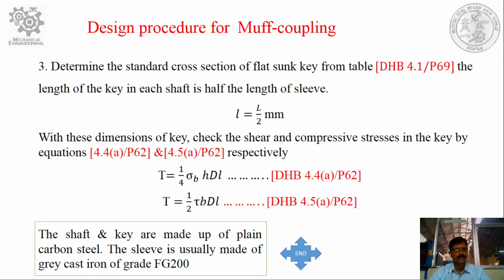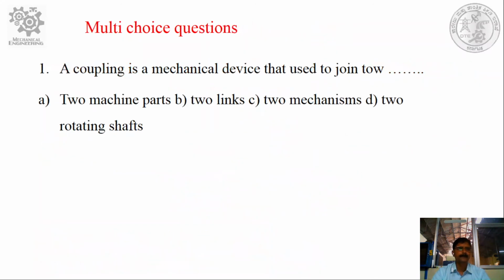The shaft and key are made up of plain carbon steel. The sleeve is usually made of grey cast iron of grade FG 200. Now, that's all the theory part of this muff coupling. Now let us move on to the assessment portion.